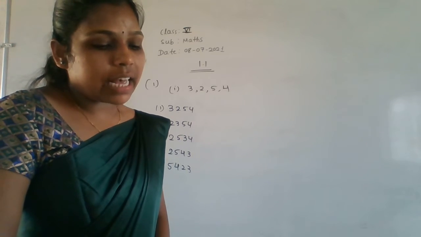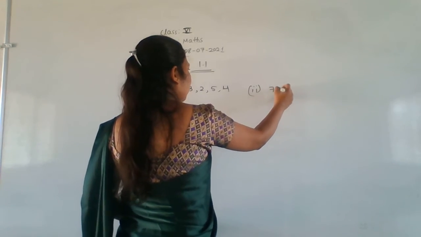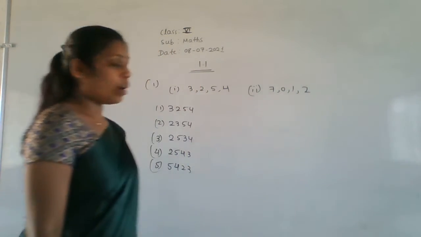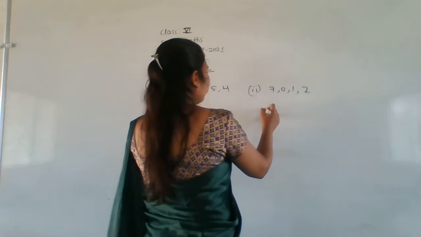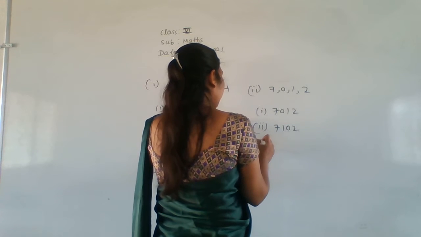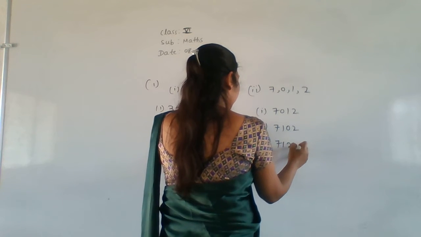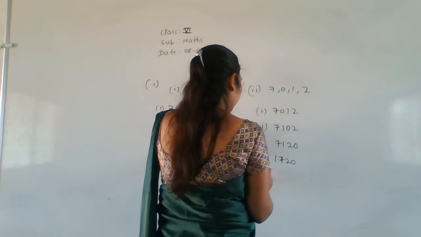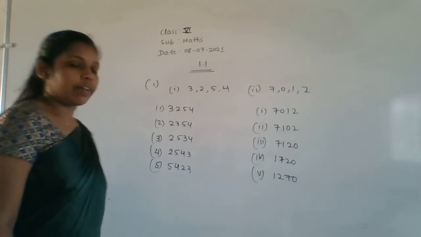So the second one is 7012. The 4 digits are here, 7012. Using these 4 digits, we have to form 5 numbers. So we'll form now: the first is 7012 only. Second one is 7102, and the third one is 7210, fourth one is 1720, and fifth one is 1270. Okay, so these are the 5 numbers I formed on the board here.